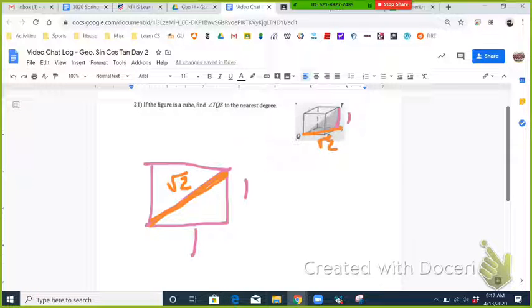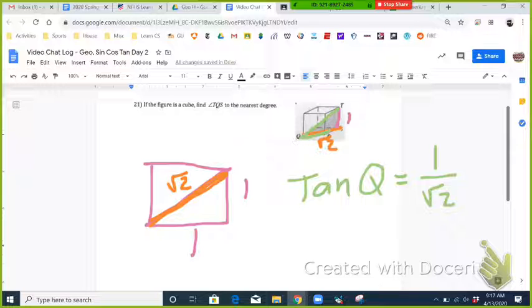So if I'm looking for this angle here in green, the tangent of that angle Q, or angle TQS, is equal to the opposite leg divided by the adjacent leg. So 1 over root 2.